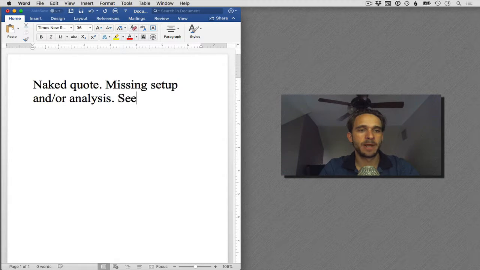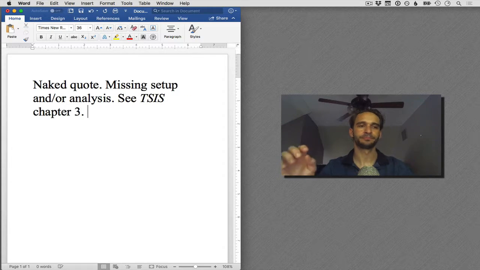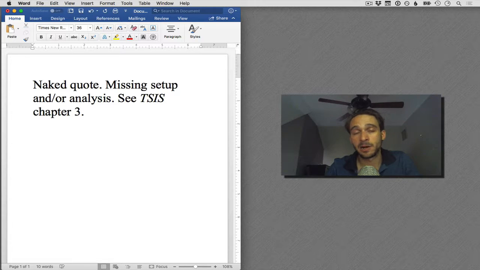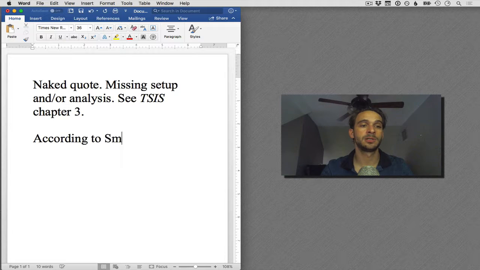A naked quote. Make sure you see chapter 3 of They Say, I Say. Naked quotes are a major problem in academic writing, not in our class specifically, but in all of academic writing. Remember that these are quotes that don't have a setup, right? So, such as, according to Smith, quote, or Smith states, or whatever.